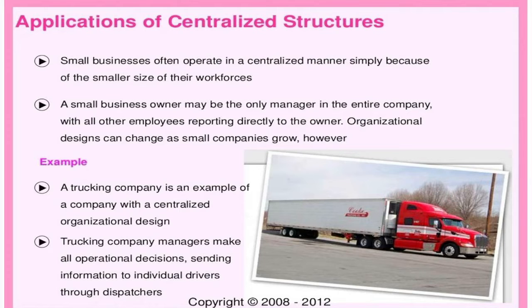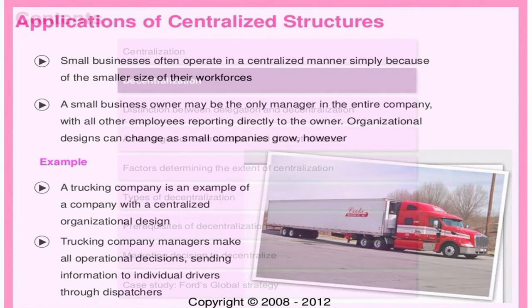A small business owner may be the only manager in the entire company, with all other employees reporting directly to the owner. Organizational designs can change as small companies grow. Once a person starts as a sole trader, the business may grow into a partnership and expand. A truck company is an example of a centralized organization. Truck company managers make all operation decisions, sending information to individual drivers through dispatchers. Presently the communication era has changed, so a single person can manage the fleet of trucks. Centralized here means one person, the owner, is the final authority.